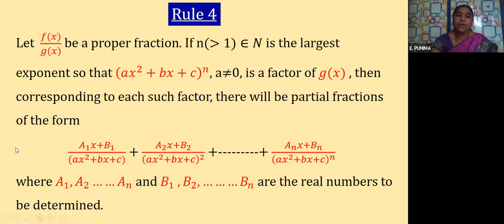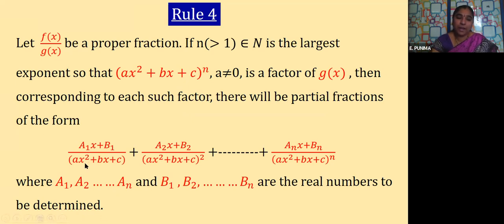So for each such factor we have partial fractions. Similar to rule 2, children, we can verify rule 2 once again. Similar to rule 2, whatever the n value is, that many partial fractions we get. If n is 2, then we'll get 2 partial fractions. If n is 3, we get 3 partial fractions, and so on. So then how will the partial fractions be?